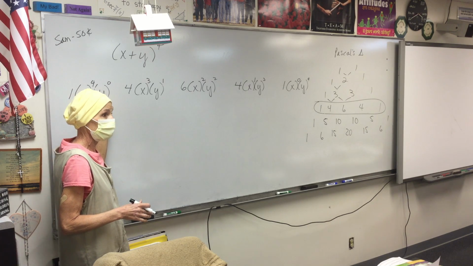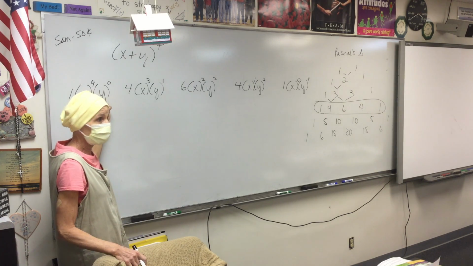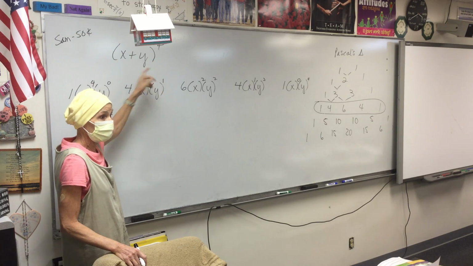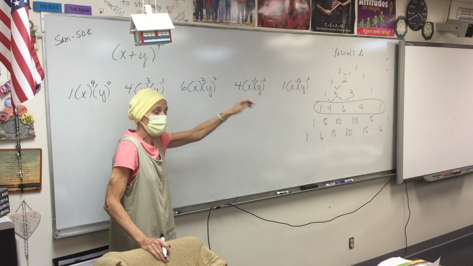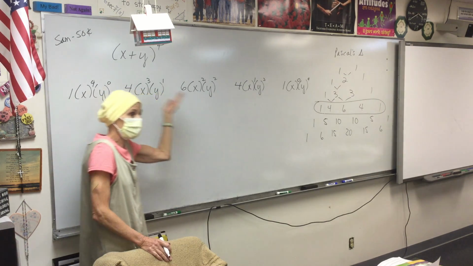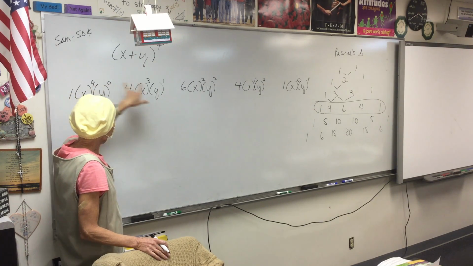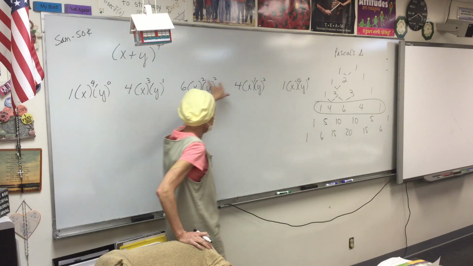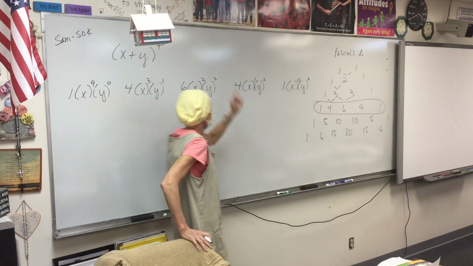Sam? I was going to ask about how did I get my x powers here? I started with 4 and I counted down, just went right down in order. And then how did I do my y's? Same thing, but the other direction. So that in the end, all of the exponents in every term add up to 4.